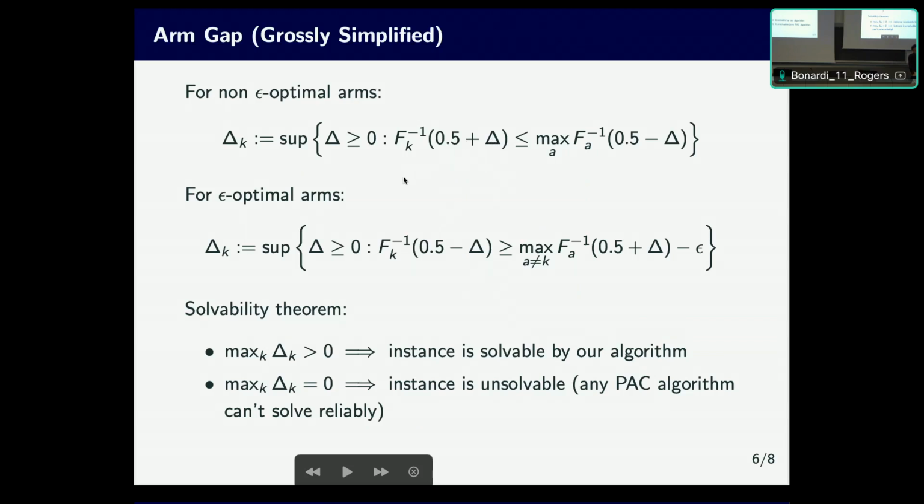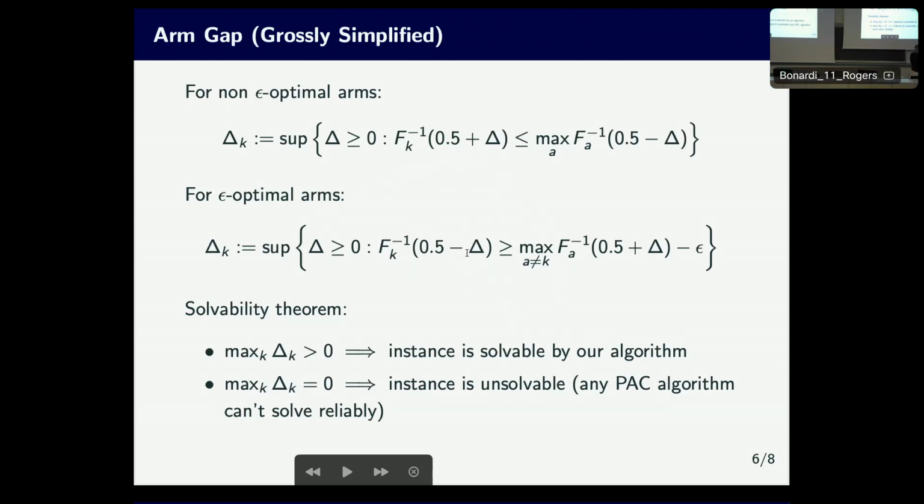And for the good arms, they are defined in the opposite direction. We just say how much better it is compared to the other arms. For example, let's say you can afford to put a big delta here. In the extreme case of 0.5, that means even your worst-case arm is better than the other arms.